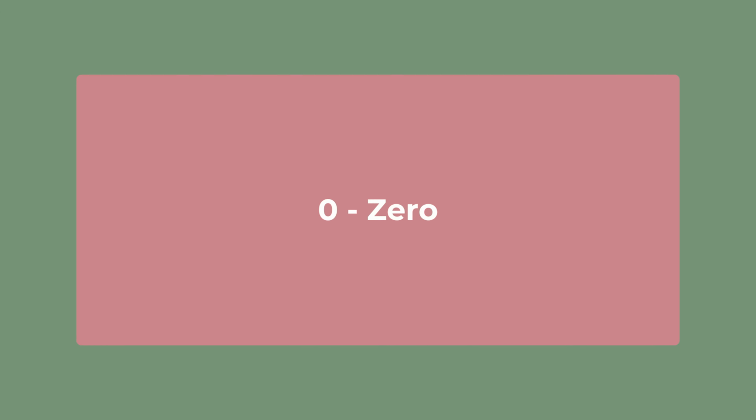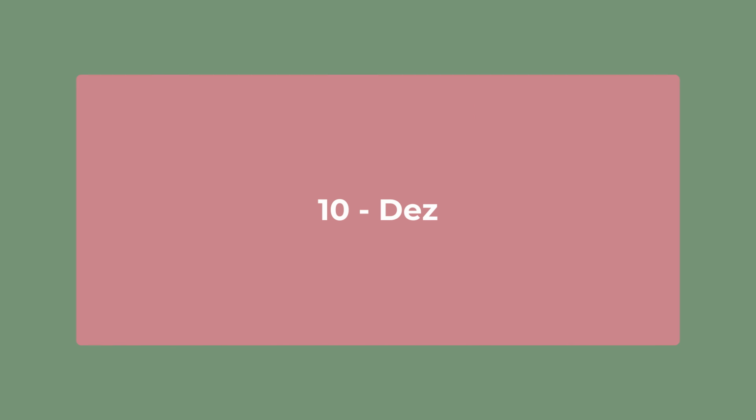So 0 is simply zero. 1 is um or uma, the masculine and feminine respectively. 2 is dois or duas, also masculine and feminine respectively. Then we have três, quatro, cinco, seis, sete, oito, nove, and dez. Now, these might be the hardest ones to remember, so good practice on them.